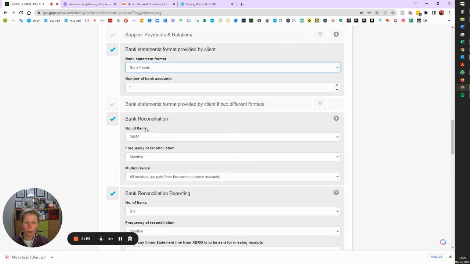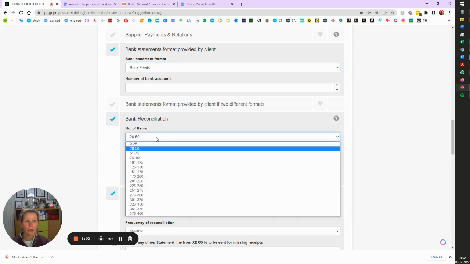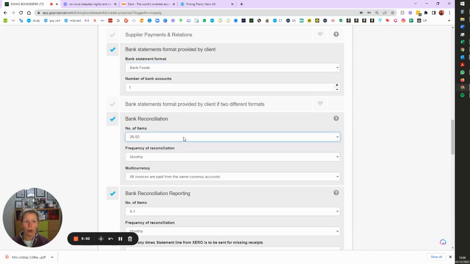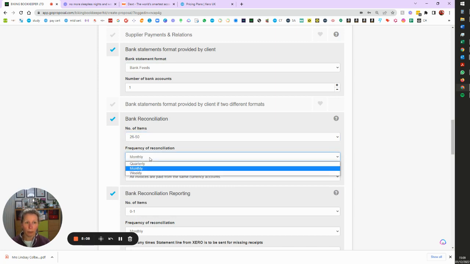Then we talked about the number of items within each monthly bank account. That was about 30 bank lines plus or minus. Again, that's a selection of the number of items, and we agreed we're going to be doing the work every month, once a month.